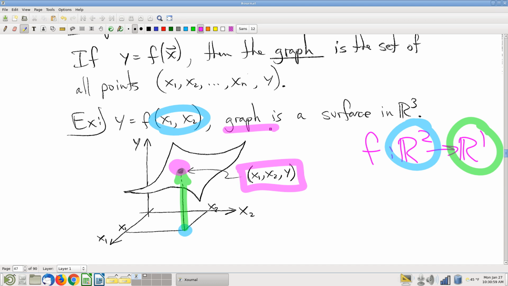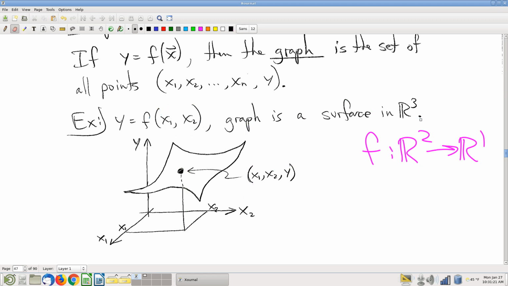And it seems plausible to expect that most of the time, for the kinds of functions we're going to be dealing with, the graph would be a surface. Yeah? What do you think? Everybody happy with that? Okay. All right. So, fine.